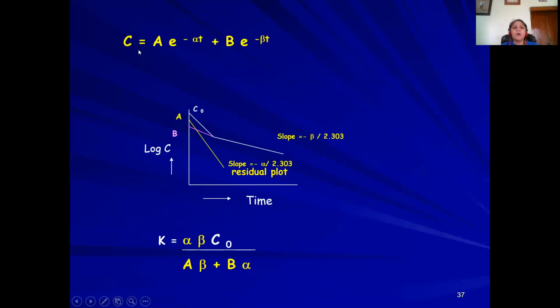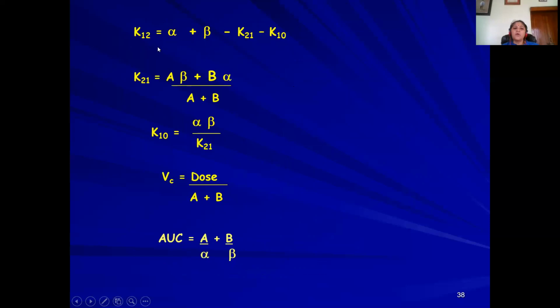And the two compartment model has a biexponential equation, that is C is equal to A into e to the power of minus alpha t plus B into e to the power of minus beta t, where alpha represents the distribution phase and beta is a parameter that represents the elimination phase. We can calculate alpha and beta from the slope of the graph, whereas we can calculate A and B from the intercept of the graph. And we can calculate all the PK parameters like K, K12, K21, K10, VC, AUC, everything from the graph.